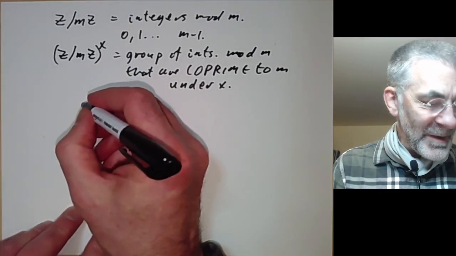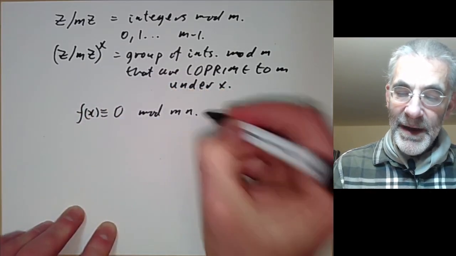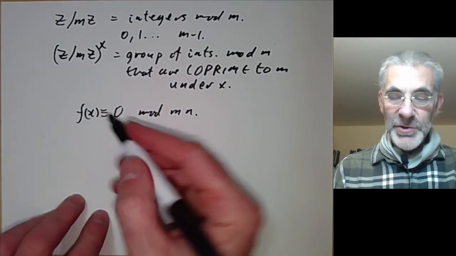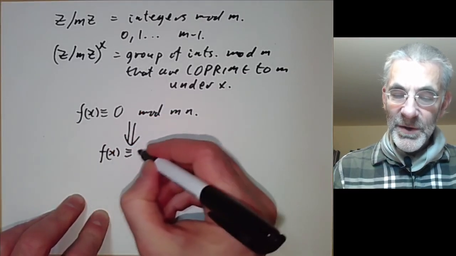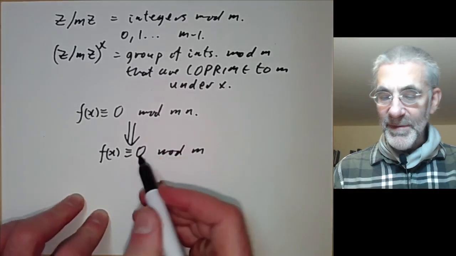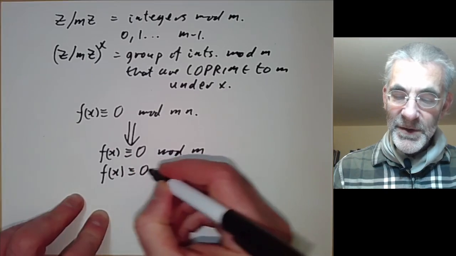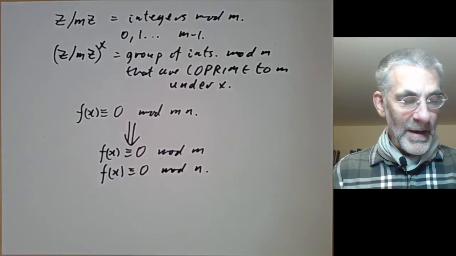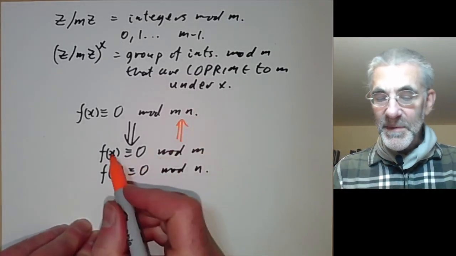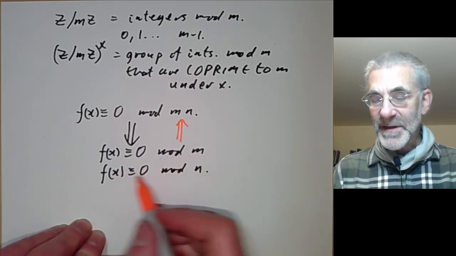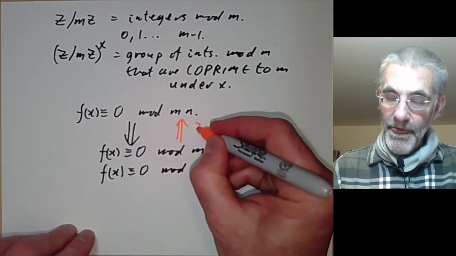Suppose we want to solve the equation f of x is congruent to 0 modulo mn. Well, suppose we found a solution. Then we can certainly solve the equation f of x is congruent to 0 modulo m, because we can just use the same value of x. And we can also solve the equation f of x is congruent to 0 modulo n. And the question is, can we go back the other way? So suppose we can solve this equation for some x and this equation for some possibly different x. Can we then solve this equation? Let's put a question mark.